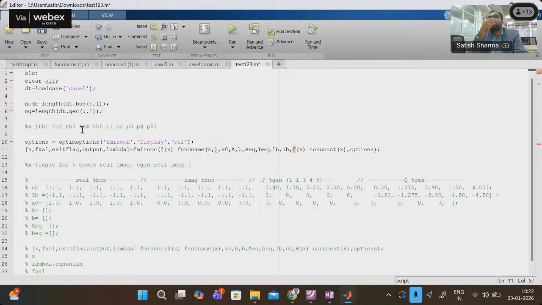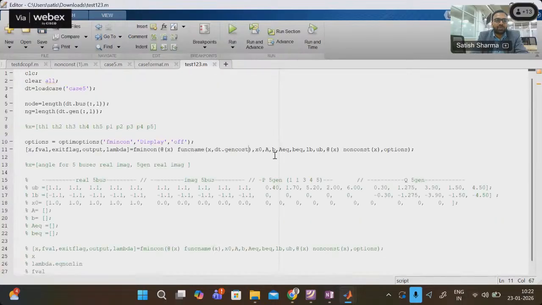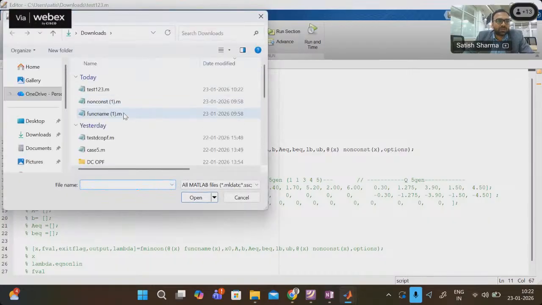Yes, so x is my variable, so I have to provide x as well, and along with that x I will provide the generator cost function. So this dt, in the dt I have stored the entire load, and dt.gencost will give us the entire generator cost. Okay, let me rename it, because the function name should be the same, otherwise it will call some other function.